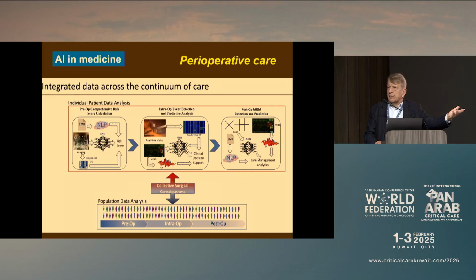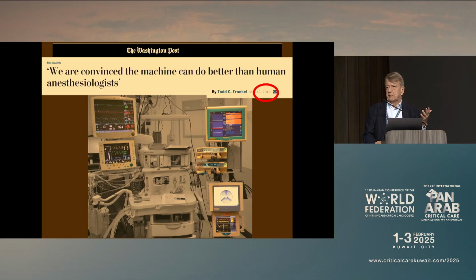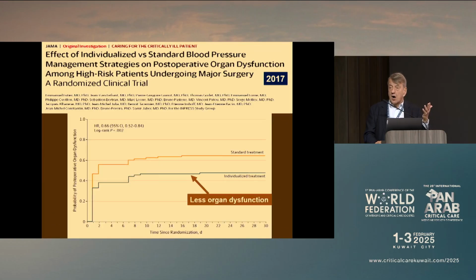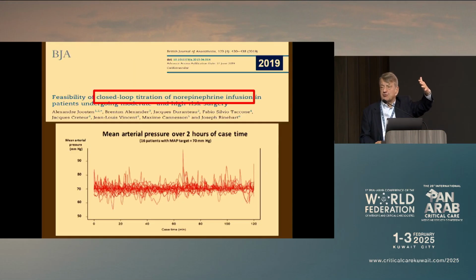We have the past history of the patient, we know what we are doing to the patient, and we will follow up the patient later. So I like this sentence: we are convinced the machine can do better than human anesthesiologists. That was written a number of years ago. We already know that in the OR, it's intelligent to try to keep the blood pressure not within a target range, but the target range defined for this patient. If the patient has a history of hypertension, you know it, so you can already keep that range.